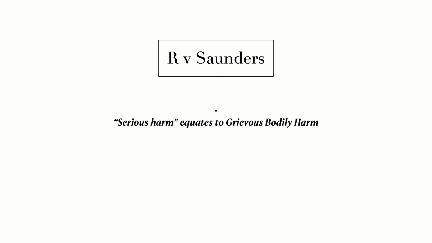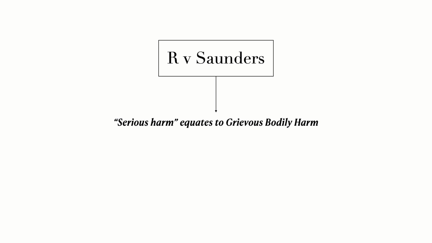Now, over time, because there was a loophole and a lacuna in the law that was established, R v Saunders came along to widen that threshold to indicate that even where there is serious harm that's intended, that can be equated to grievous bodily harm.